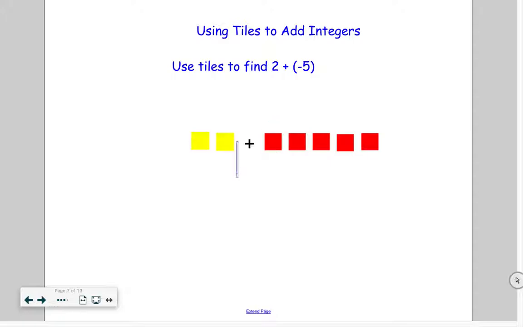If I take one red and one yellow, doesn't that mean 0? A positive and a negative. So if I take this positive and I take this negative, that's also a 0. So what's left behind? 3 reds, which is a negative 3 for a solution.